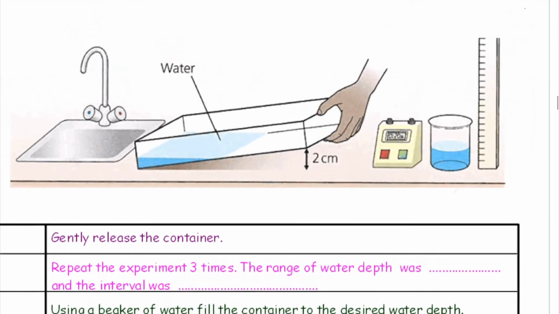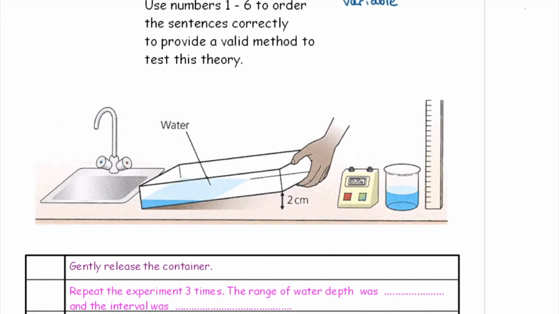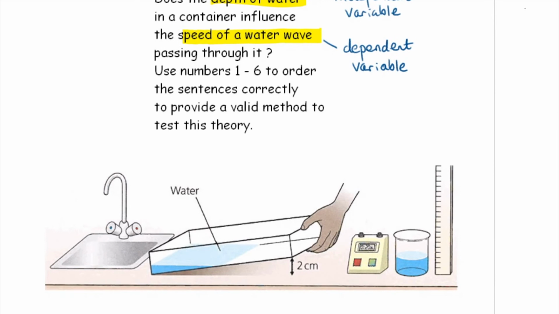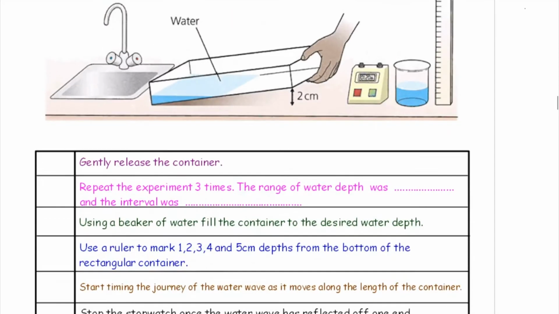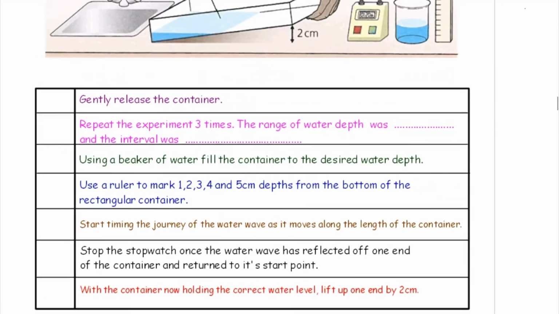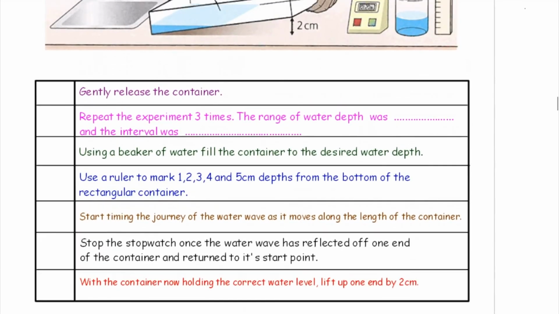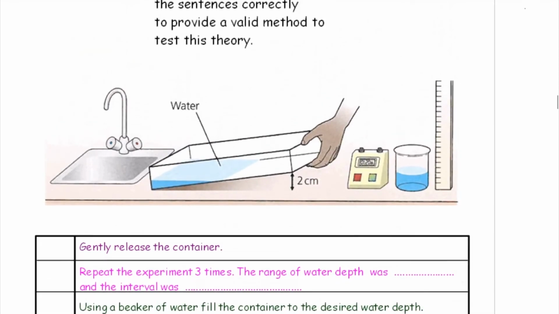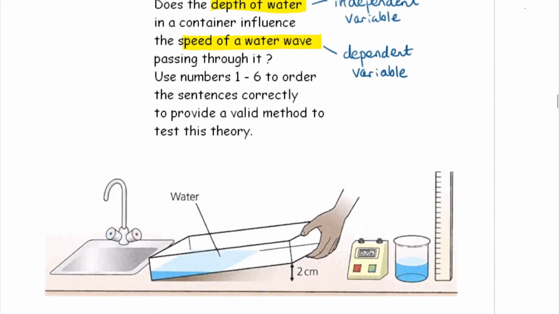Use numbers 1 to 6 to order the sentences correctly to provide a valid method to test this theory. Well, I'll talk through it. I'll then show you a link I'd like you to click on, which is on Study Zone, so that it's explained in a different way. Before then, you number these underneath on page 15 to get the correct method.